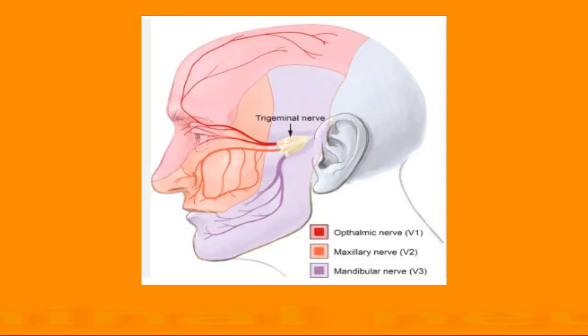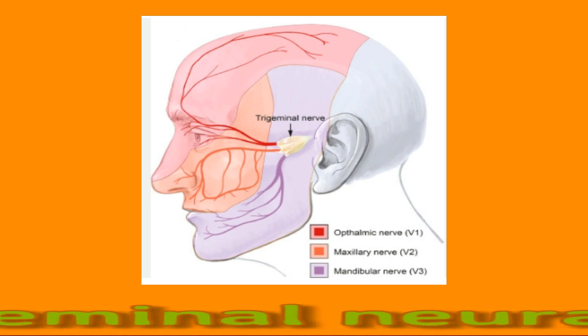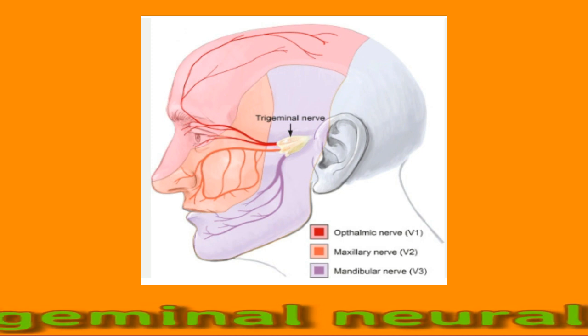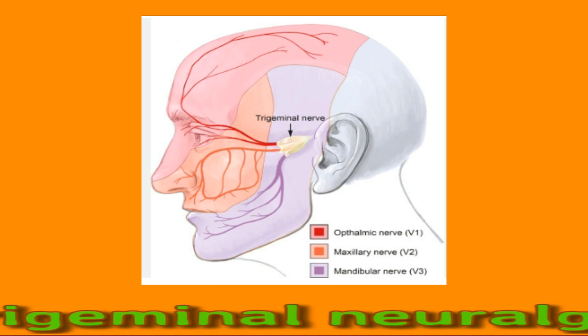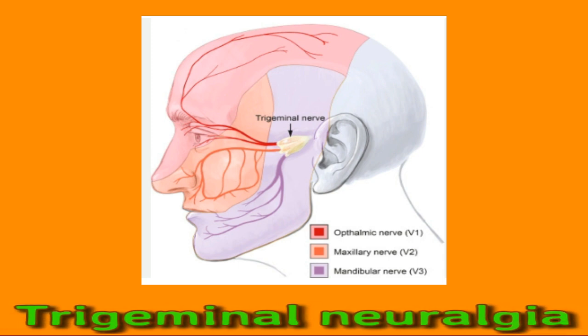Trigeminal neuralgia. Trigeminal neuralgia, or TN, is a long-term condition that affects the trigeminal nerve. The trigeminal nerve is one of the 12 nerves that connect to the brain, and it is responsible for sensation in the face and the mouth. A person can experience two types of trigeminal neuralgia, type 1 and type 2.